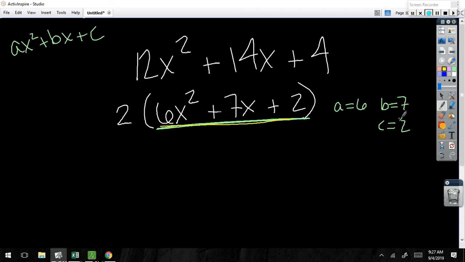All right, your next step, so that was step 2, list out A, B, and C. Step 3, multiply A and C together. Well, A times C is 12. Do we agree? Here's what I want to do. I want to find 2 numbers, any 2 numbers in the whole wide world that multiply to 12, but they have to add to 7. 4 and 3, right? Did you look or you just knew?